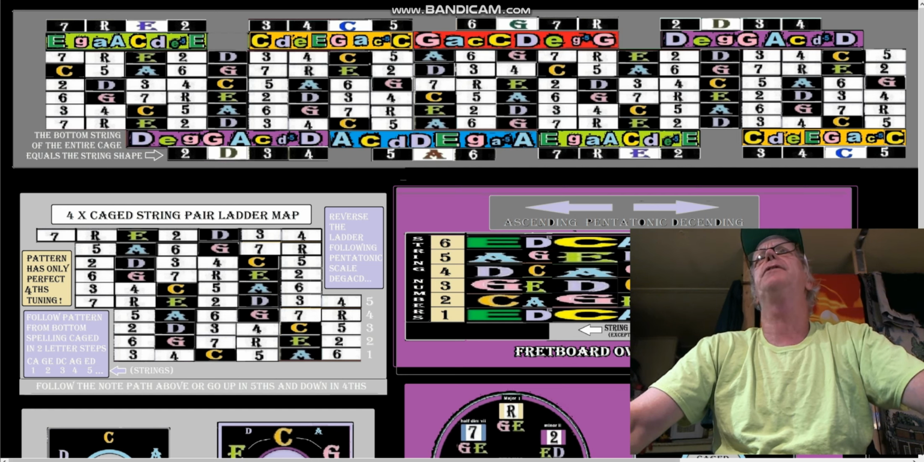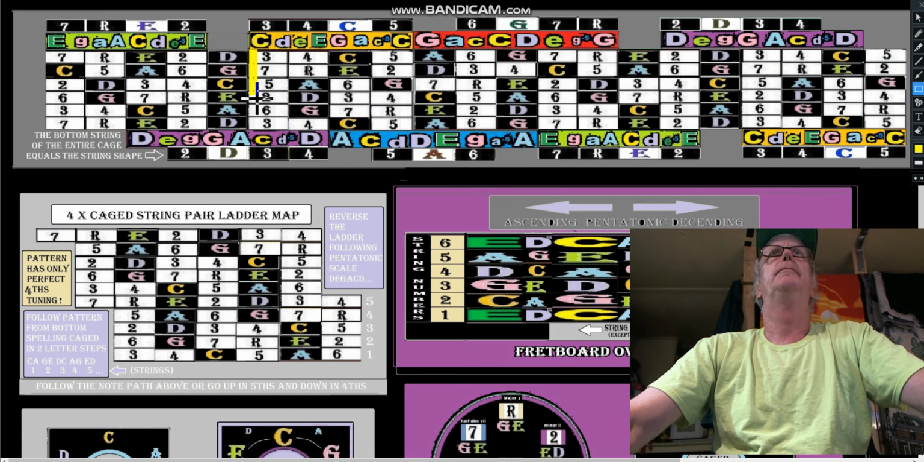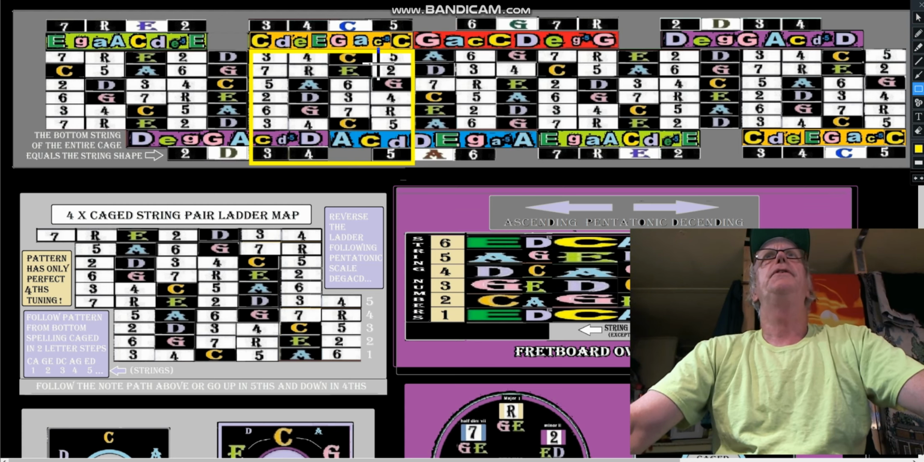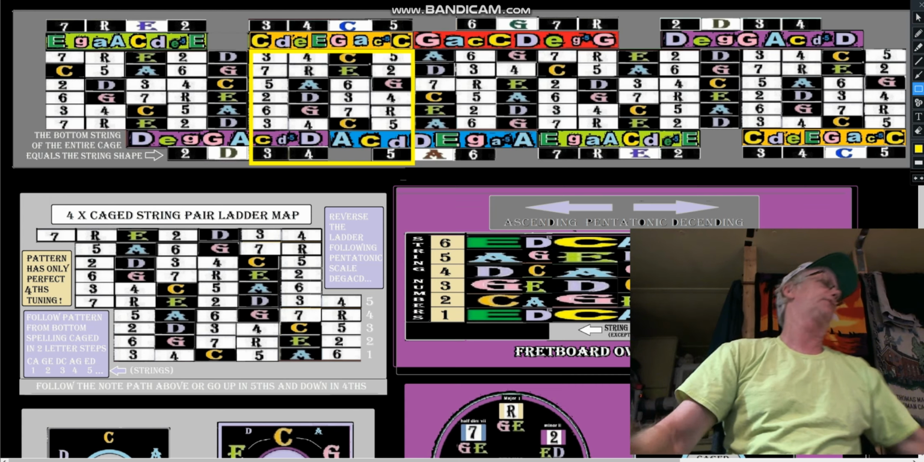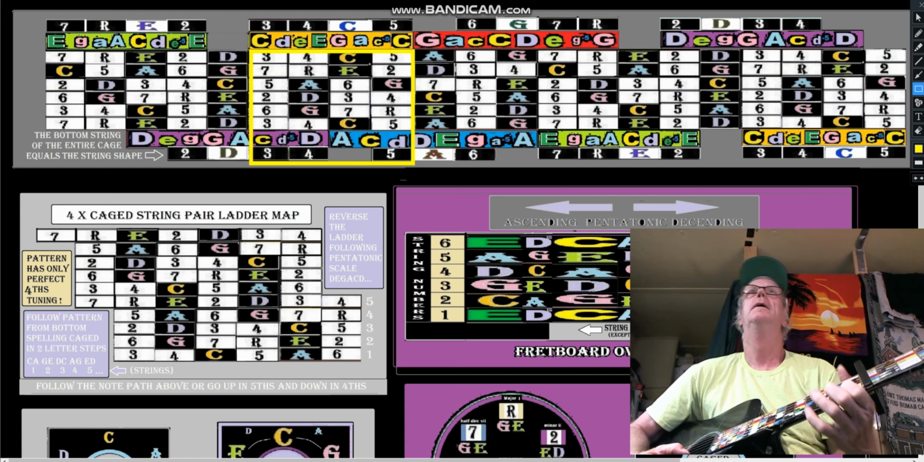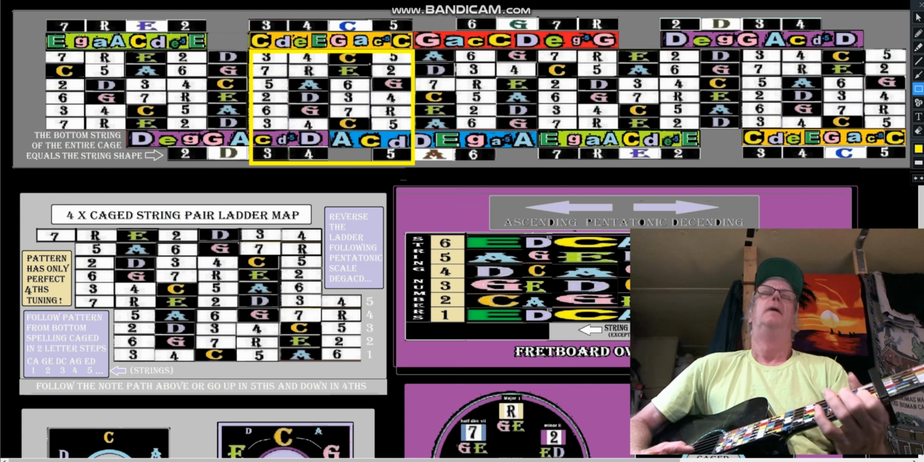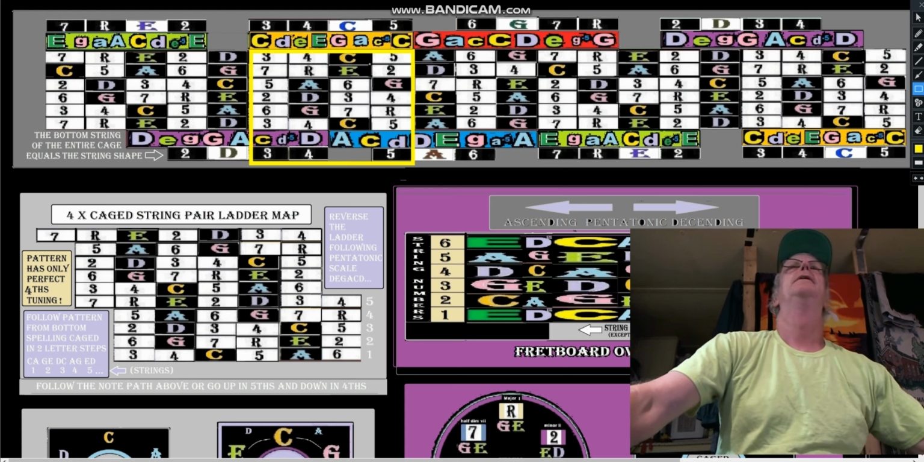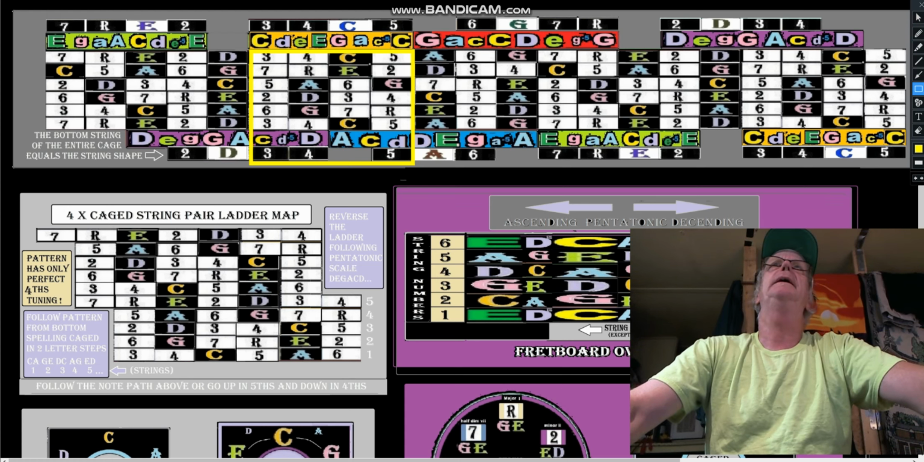If you have the C box here, that would be a position of the C chord, which would go root, fifth, root, third, fifth, root, and third, just like that. So that's called the first position, I believe.